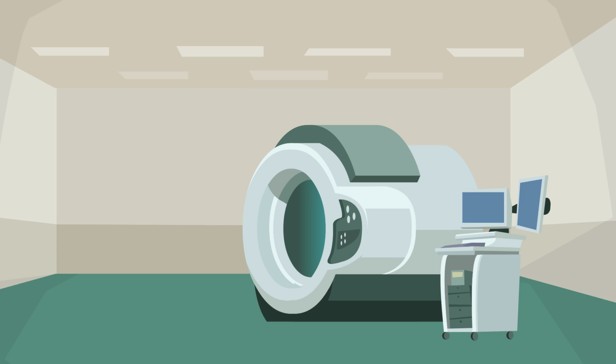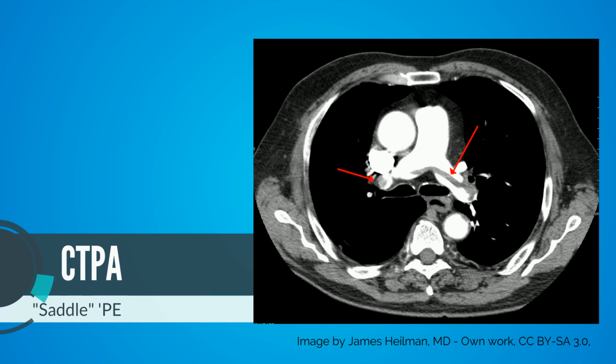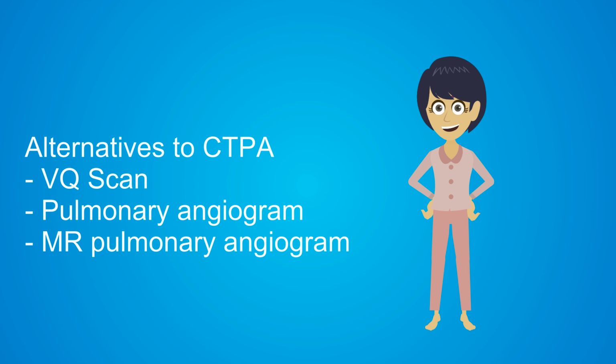Where did everybody go? I guess we need to track down a radiologist to go over the results of the CAT scan. Reviewing the CT scan, you find a saddle pulmonary embolus, confirming your diagnosis of pulmonary embolism for this patient. If you're not able to do a CT pulmonary angiogram, there are other alternatives, one of which is a ventilation perfusion scan, a standard pulmonary angiogram, or a magnetic resonance pulmonary angiogram if available.